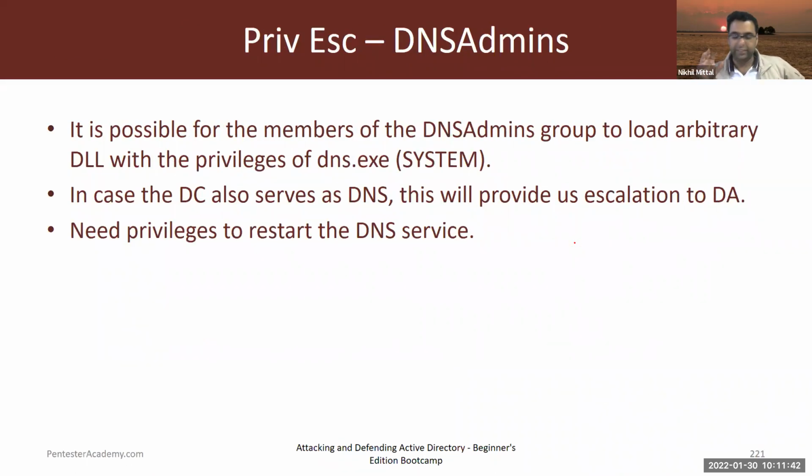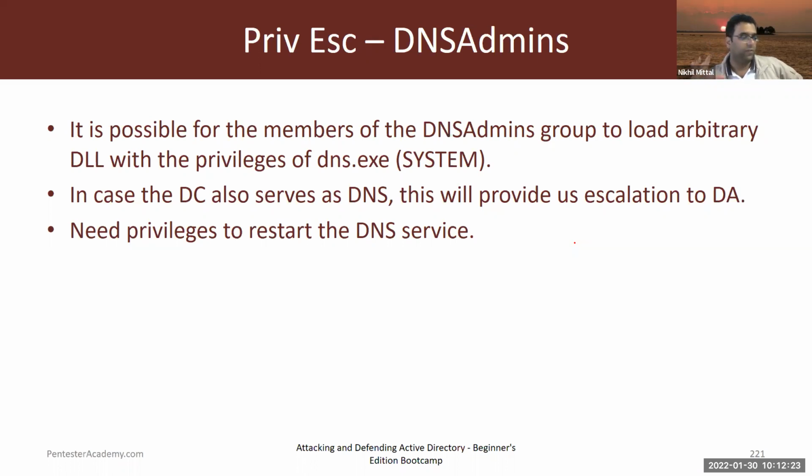Another privilege escalation method, it is in the slides, but Microsoft actually fixed it in, I believe, October or November 2021, is DNSAdmins. So after many years, I think I blogged about it in 2017. It was not my discovery, but I recall I blogged about it in 2017. So what used to be possible was, if you compromise a user who is a member of the DNSAdmins group, you could load an arbitrary DLL with the privileges of dns.exe. Now, dns.exe runs as SYSTEM on the DNS server.